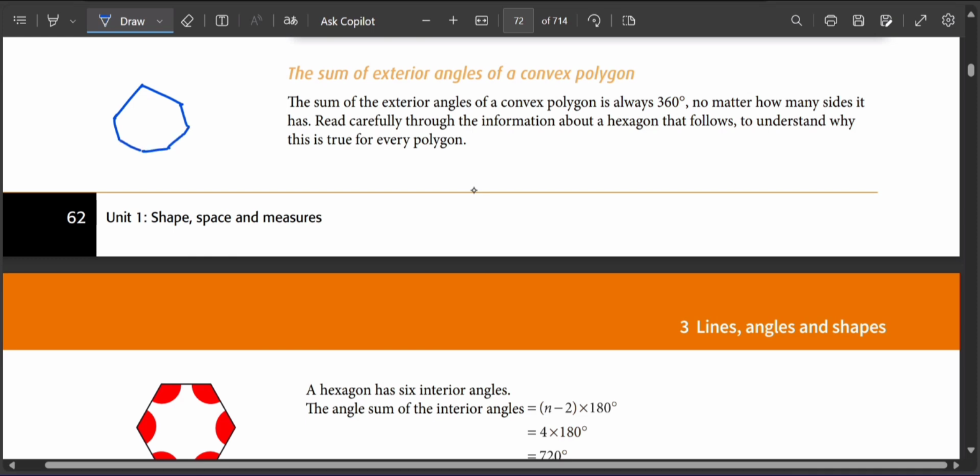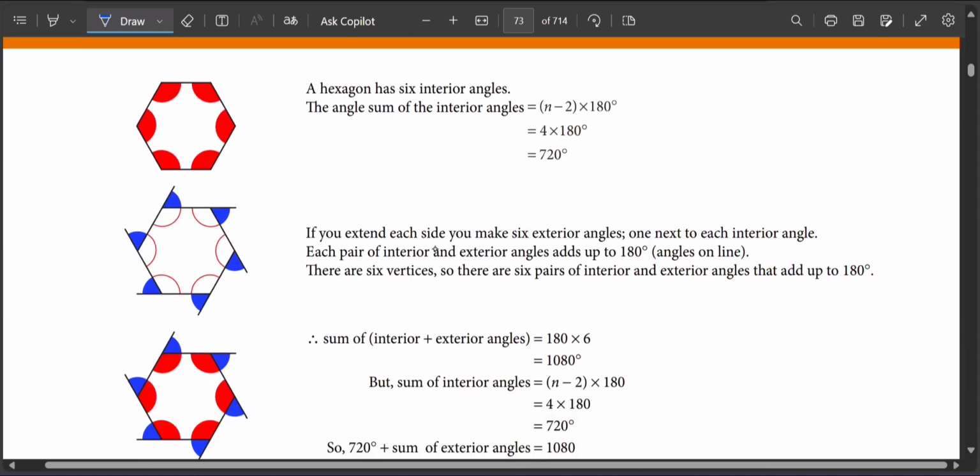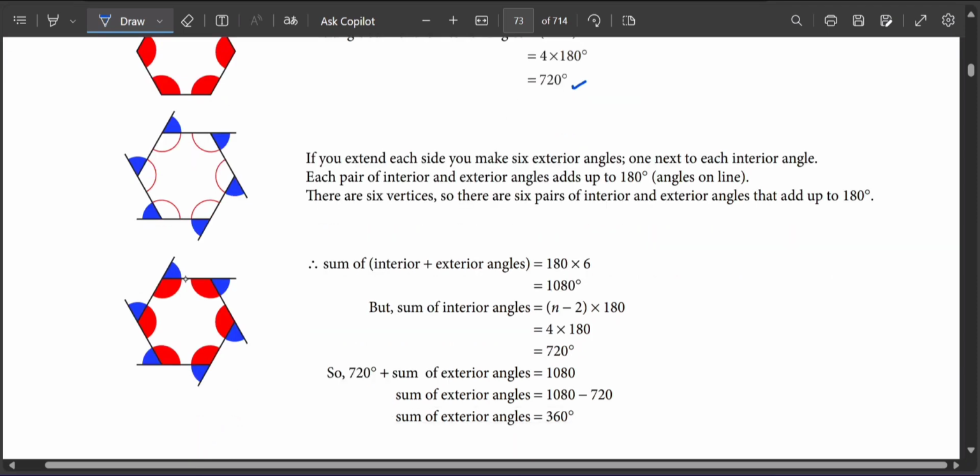You can go over this as well: for example, this is a hexagon, it has 6 interior angles, and we can find the sum through this formula. 720 degrees is its sum of interior angles, and if we make its exterior angles as well, then interior plus exterior, we are basically multiplying 180 into 6, and getting 1080. But the sum of interior is 720, so if we write 720 in place of interior and exterior in place of the exterior sum, then from 1080 the exterior sum is 360. So again it gives us the same answer. Okay, so this proof is confirmed.